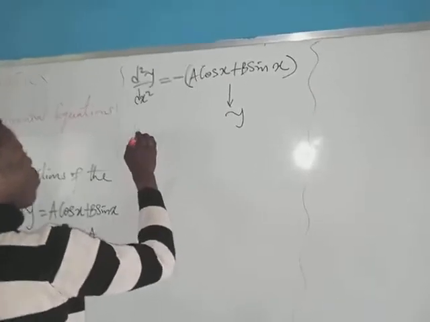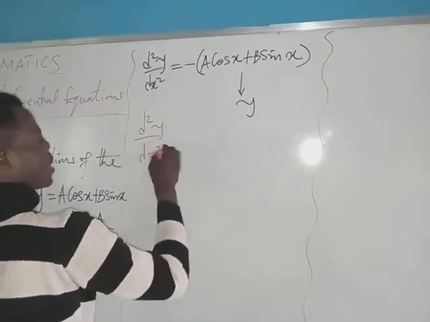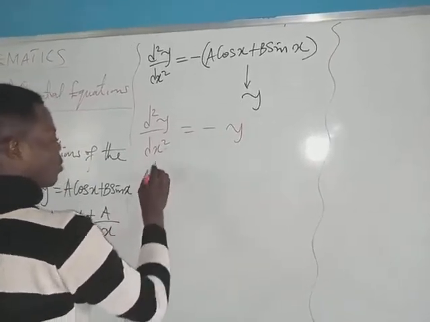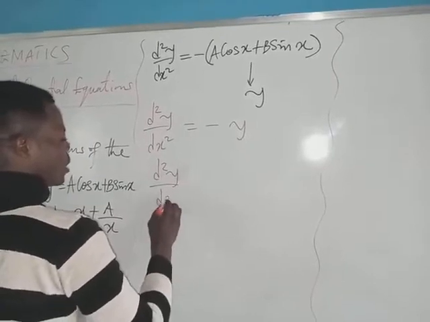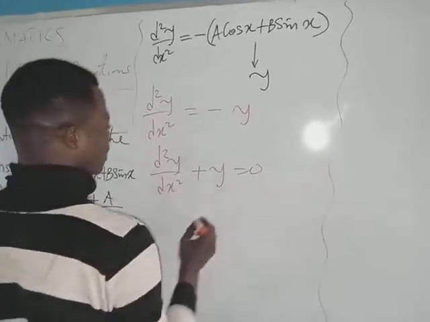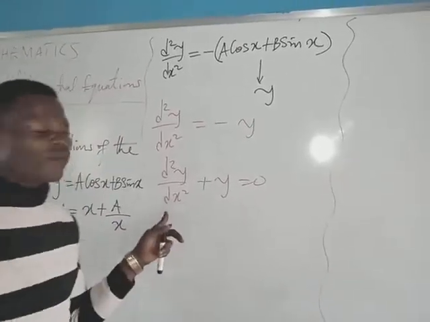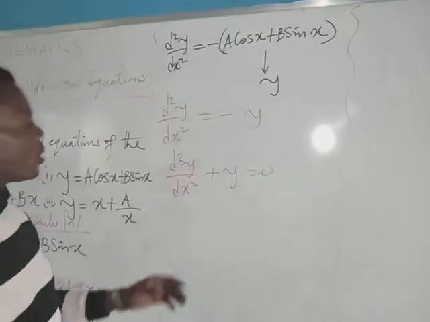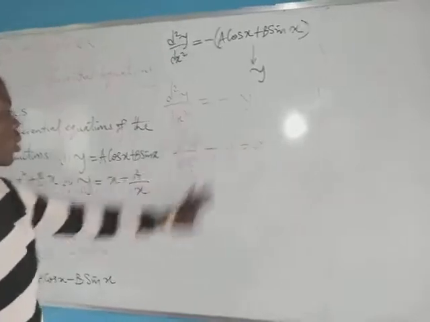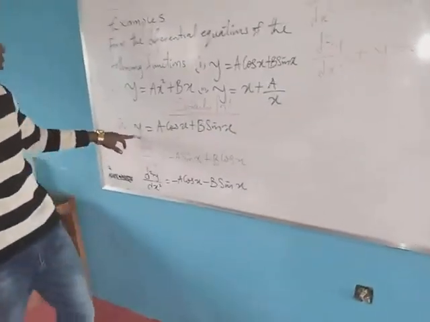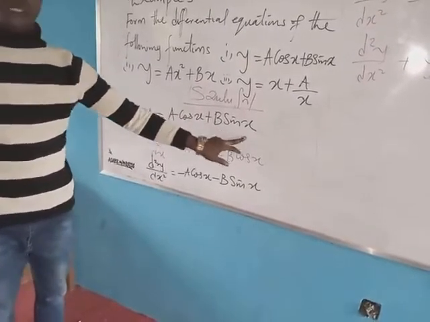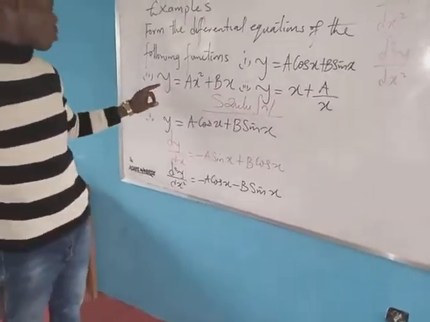This will be d squared y over dx squared equal to minus y. And when this comes here, you can have d squared y over dx squared plus y equal to 0. And this is a second order differential equation. We have formed a second order differential equation from this given function of y equal to A cos x plus B sin x. Now let's go to the second one.